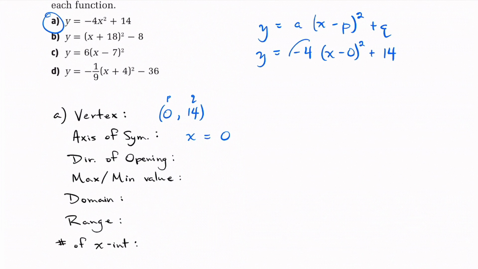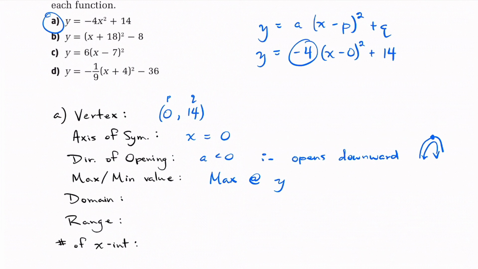Direction of opening, a here is negative, so a is less than 0, so therefore it's going to open downward. And because it opens downward, for the next question, that means it only goes up till a certain point and then it comes down. So it has a maximum point. So it has a max at the y point of the vertex, so that is 14.